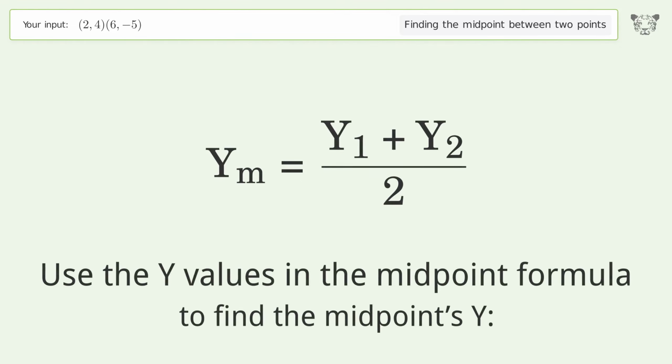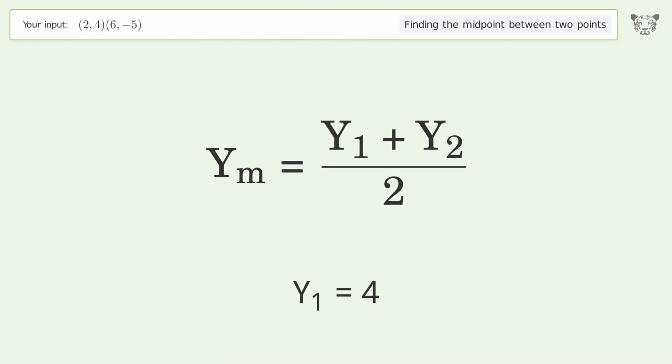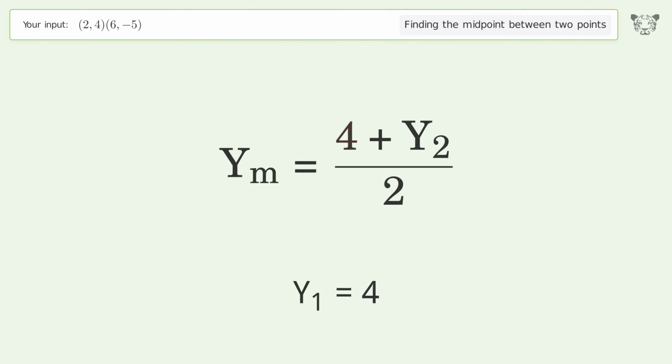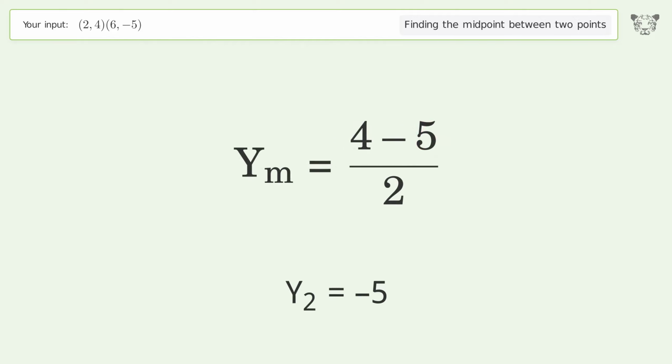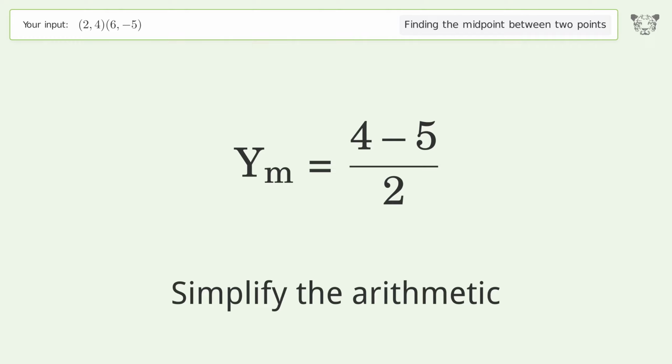Use the y values in the midpoint formula to find the midpoint's y. y1 equals 4. y2 equals -5. Simplify the arithmetic.